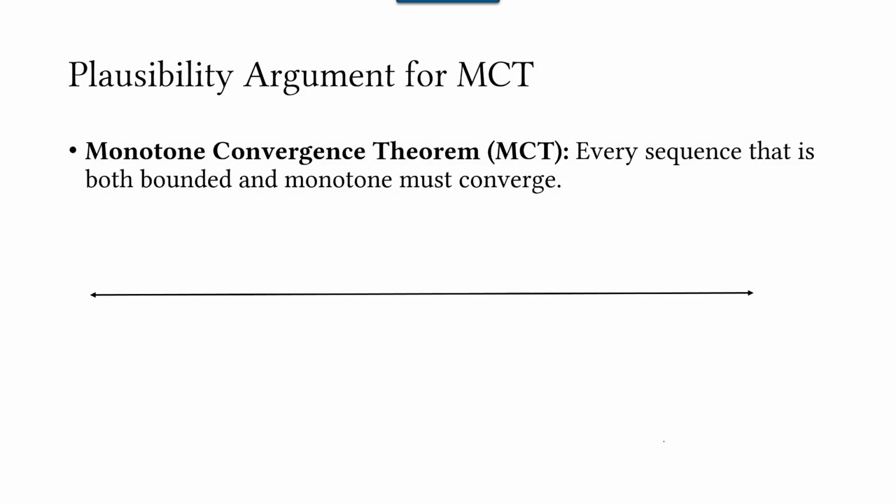So just as a quick discussion of why the monotone convergence theorem is true, let's take a look at how a monotone and bounded sequence must behave. Let's assume here that we have a monotone increasing and bounded sequence. So let's let our sequence S sub n be bounded and monotone increasing.